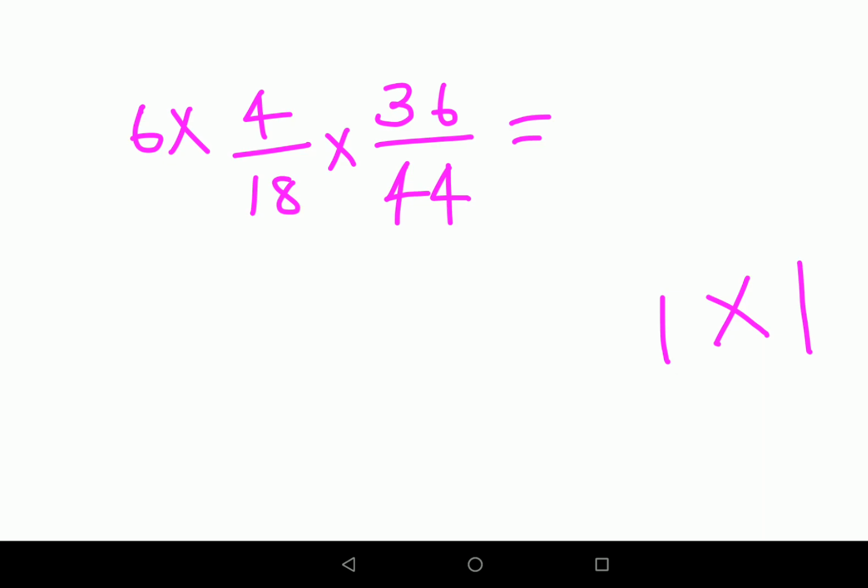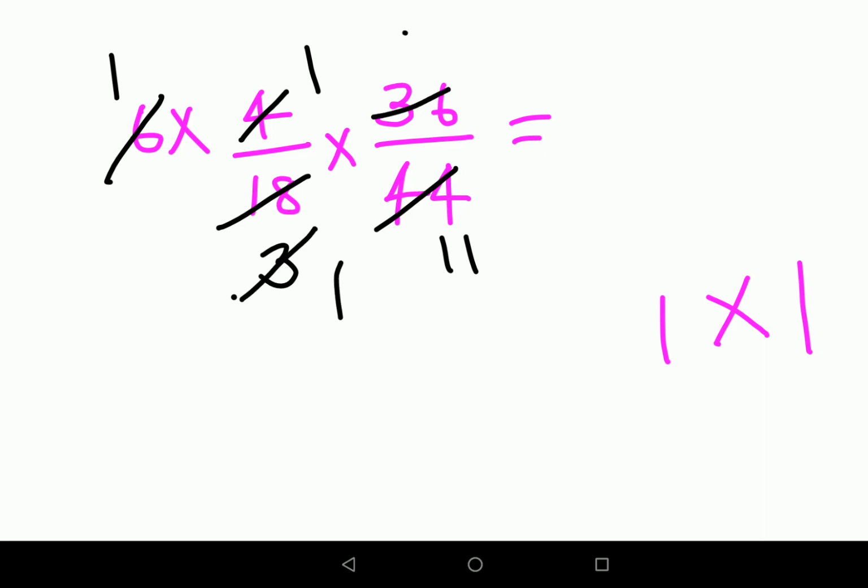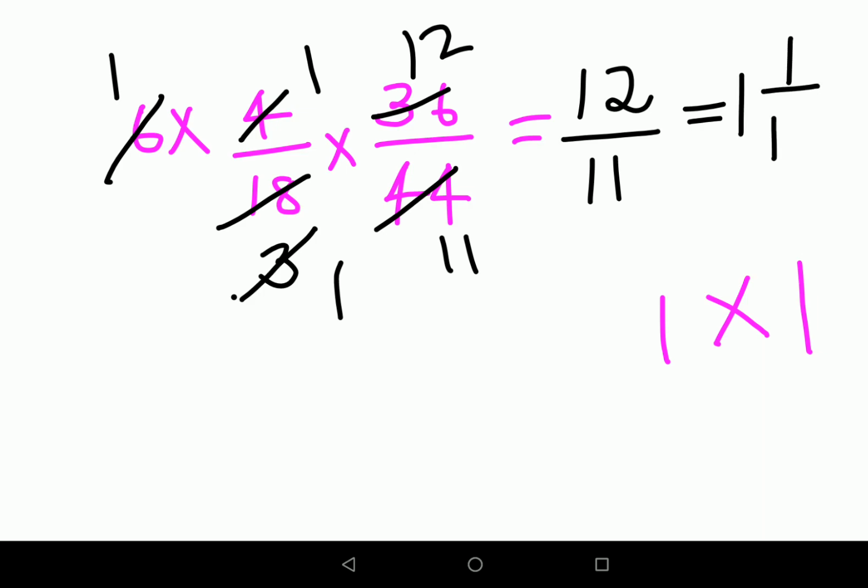So here what you will do is, again, 6 ones are and 6 threes are gets you 18. Then we have 4 ones are and 4 elevens are gets you 44. Then we have 3 ones are and 3 twelves are gets you 36. So your answer is now coming out to be 12 upon 11. Again, this is an improper form. So this will be what? 1 1 upon 11.